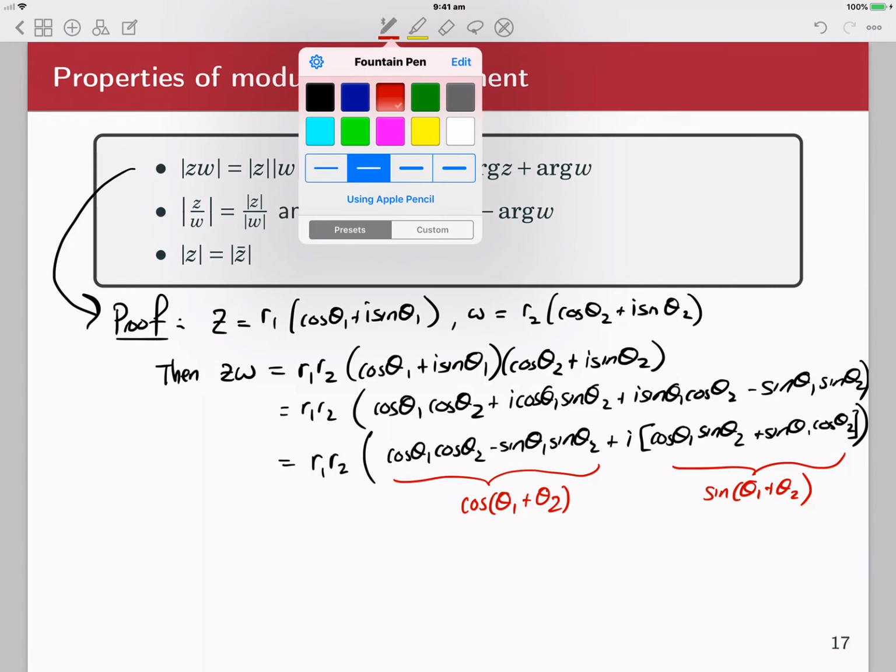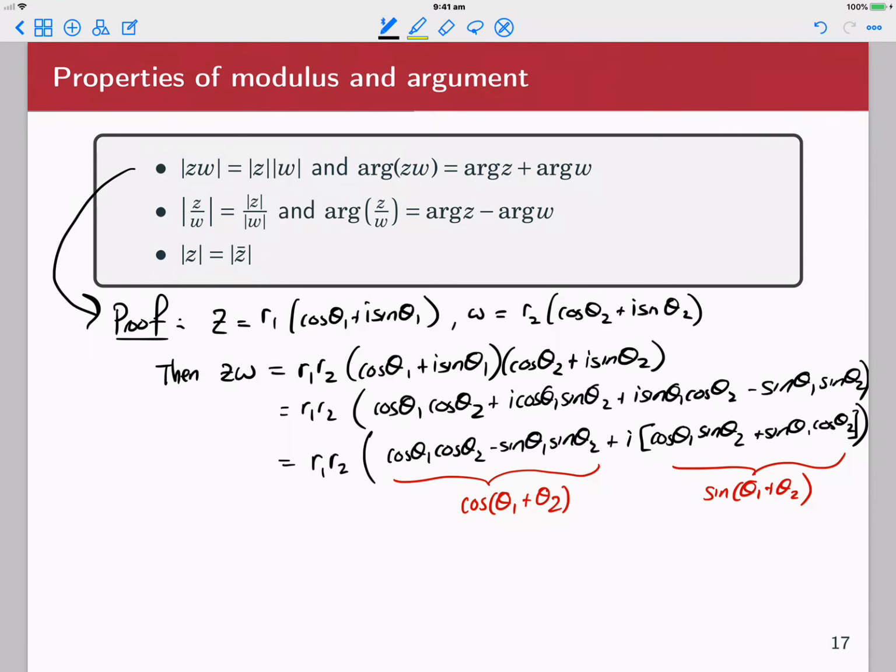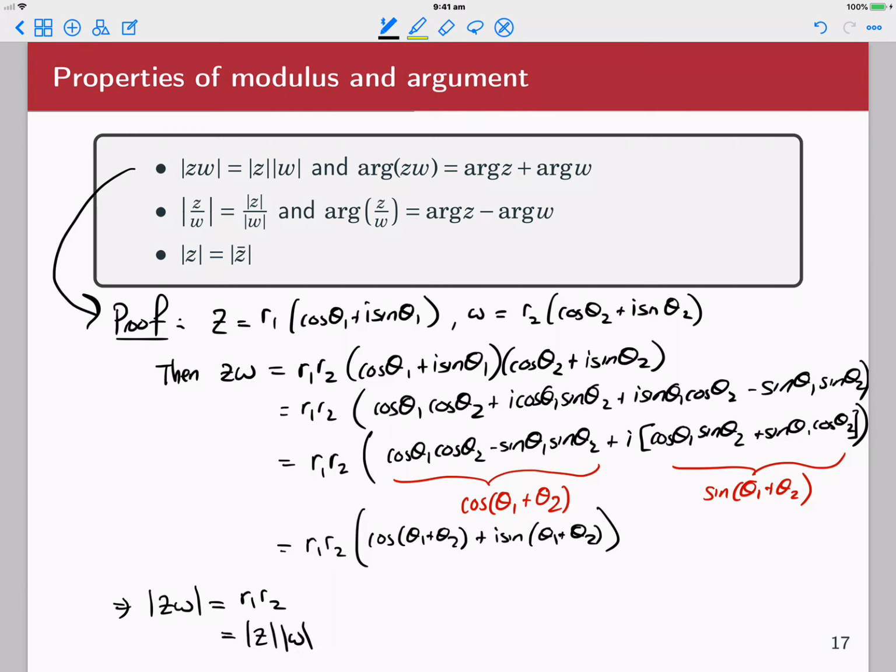So in fact, what I found is that I get R1 R2 (cos(theta 1 plus theta 2) plus i sine(theta 1 plus theta 2)). So the product is a complex number, and when I write it in polar form, the modulus is R1 R2, and the argument is theta 1 plus theta 2. So in other words, I can see now that the modulus of ZW is R1 R2. But remember, R1 is the modulus of Z, and R2 is the modulus of W.